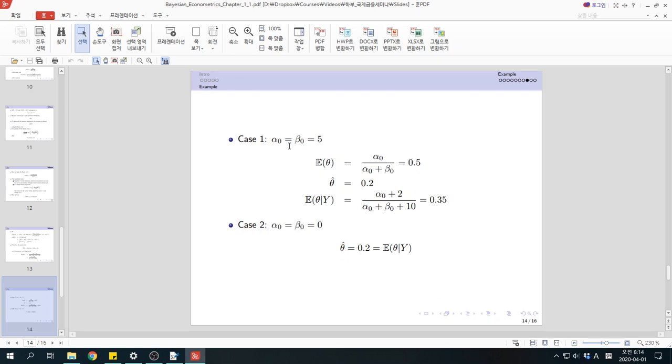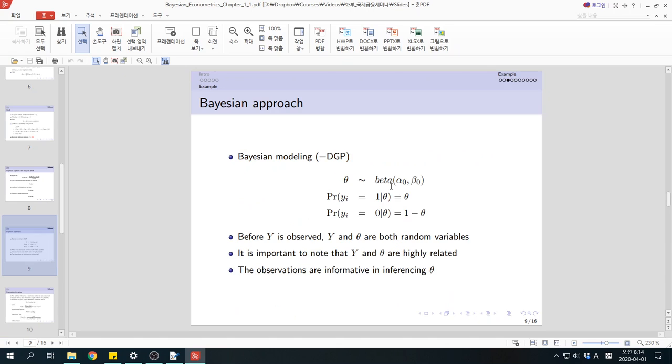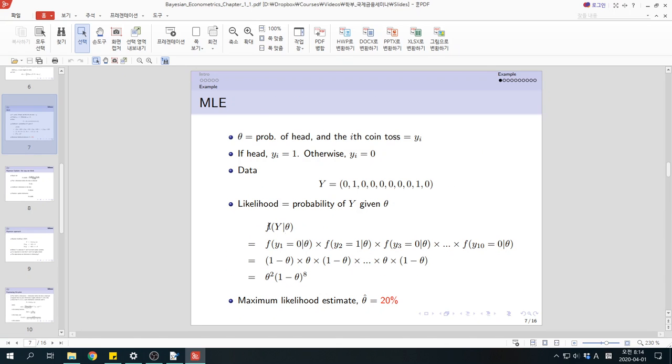Then again, this is our prior. According to our prior, alpha 0 and beta 0 are both 5, so the prior mean is 0.5. Roughly, I think the probability of heads is 0.5. Of course, it could be larger or smaller than 0.5. This is just my best guess. And theta hat, the MLE, the maximum likelihood estimate, is 0.2. So let's go back to the MLE. How did we derive the MLE?